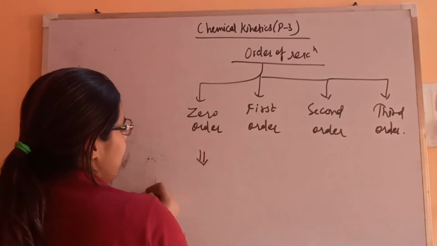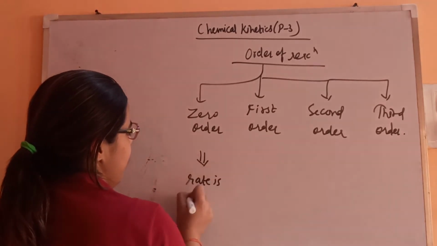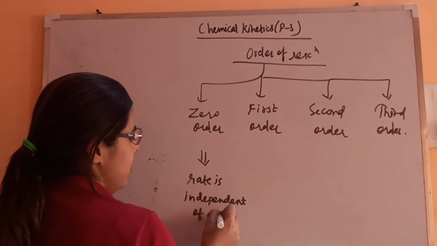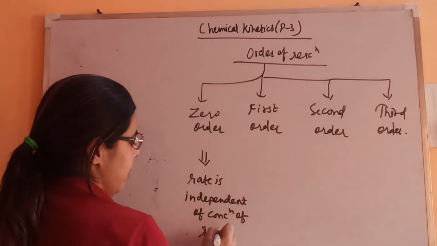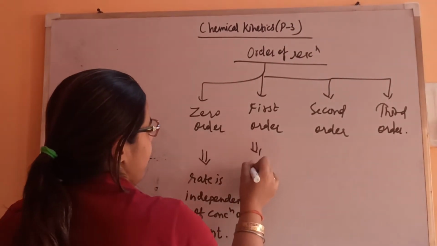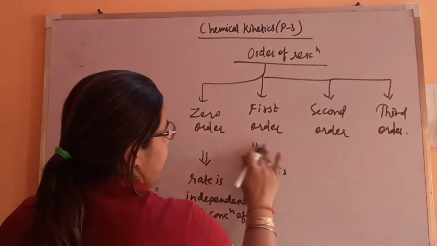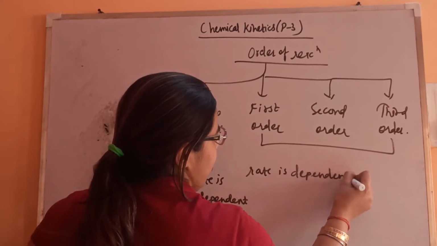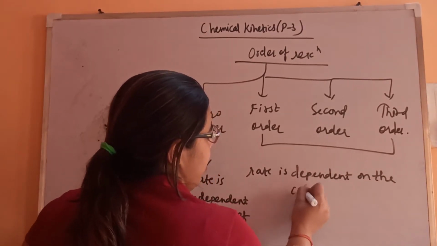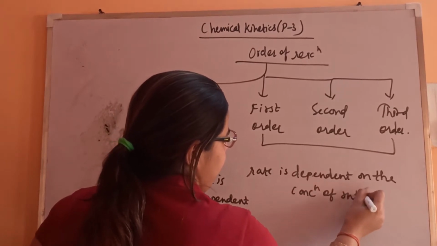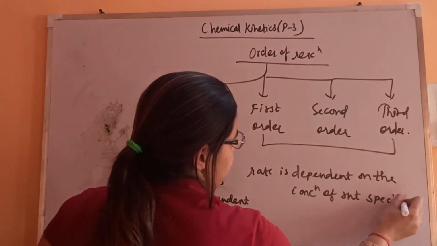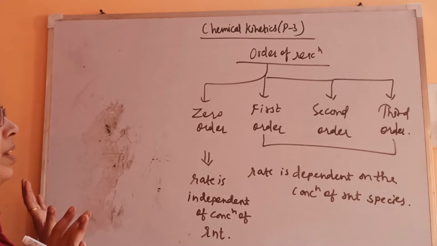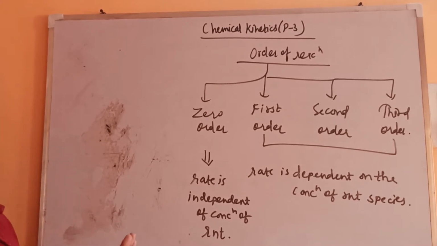So zero order means that the rate is independent of the concentration of reactant. In first order, second order and third order, the rate is dependent on the concentration of the reactant species. This is the meaning. Zero order means independent of the concentration of the reactant; first, second and third order mean it is dependent on the concentration of the reactant species.